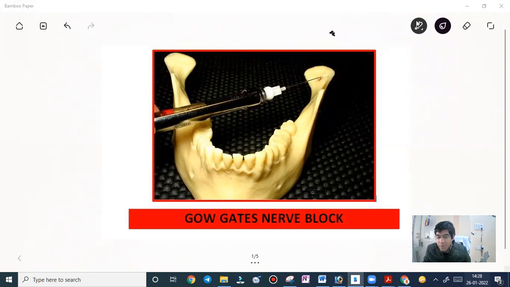Well, I'm talking about how to give a profound mandibular anesthesia when the inferior alveolar nerve block fails. This is the examiner's favorite question asked in the NEET entrance exam. So knowledge is power and you should know how and when to recharge your battery. So yes, today I shall be discussing the Gow Gates nerve block.